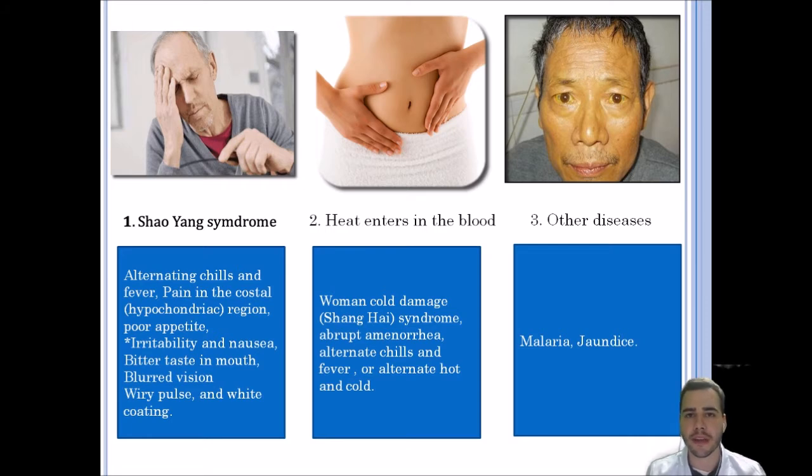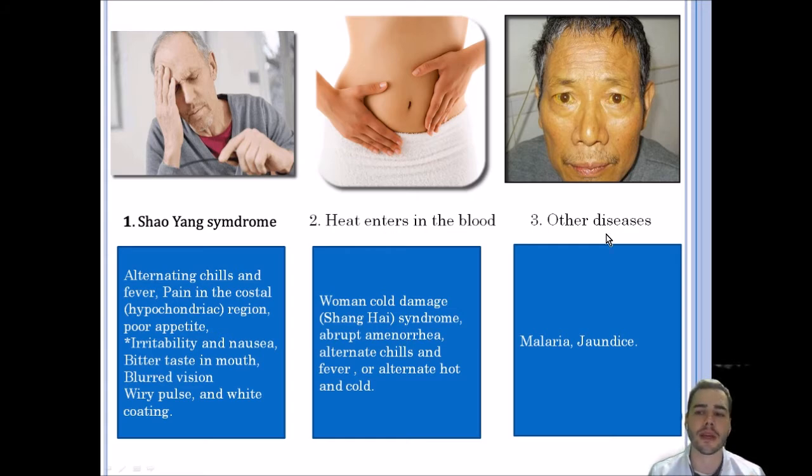But instead of giving other symptoms like, I don't know, nausea or vertigo, this woman is going to experience an abrupt amenorrhea. So her period will stop, and then this patient will also have fever and chills. Don't forget, fever and chills, that's the main key here.